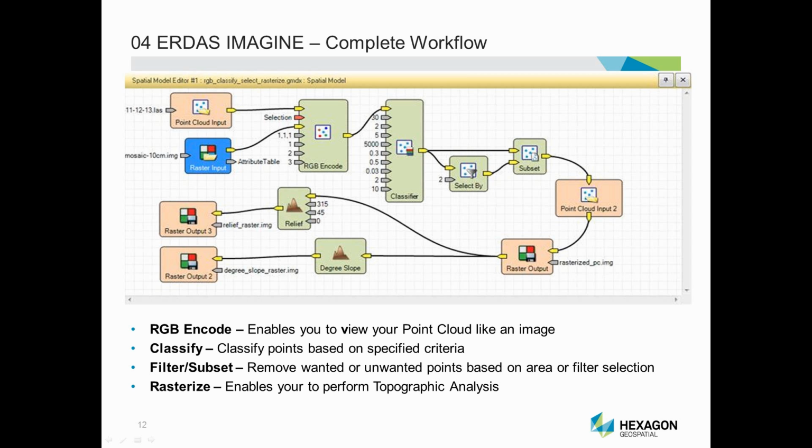Then we have some selection tools and subset tools that allow you to keep what you want, or not keep what you want for that matter. And then, of course, we can rasterize that output, which enables you to perform your topographic analysis. Like you see here, we've got an example of a degree slope being performed or a relief output being performed in this model. So you have the option to do any of those features and operators, and it's certainly not limited to just those two, all those operators that are available in the spatial modeling environment.